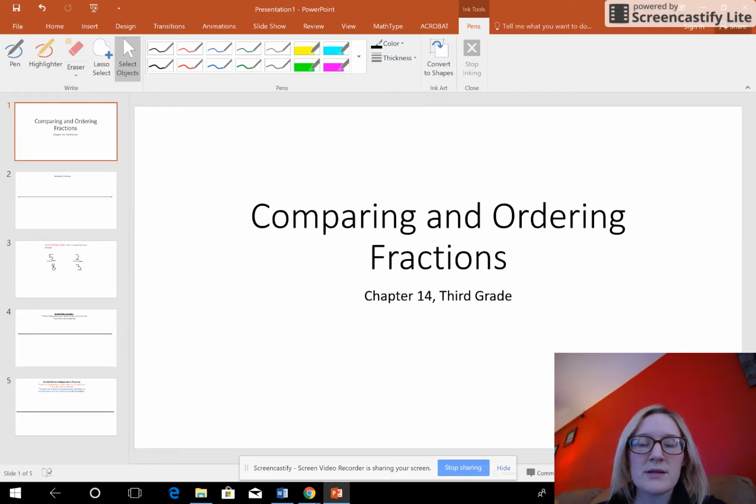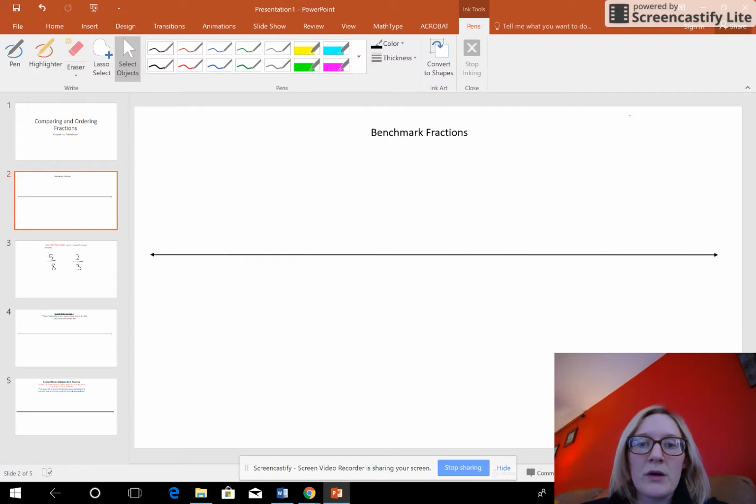Hello, boys and girls. Today we're going to be talking about comparing and ordering fractions, and we're going to use a number line to demonstrate how to do this. If you take a look at this example, the first piece that we're going to start with is labeling our benchmark fractions. Benchmark fractions are those pinpoints that we can use to help us order all fractional amounts.